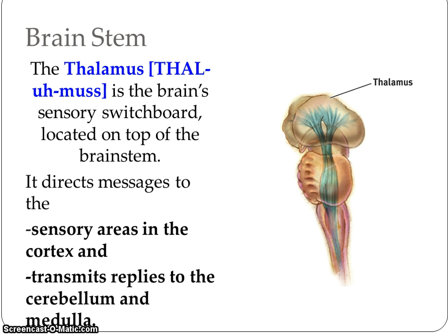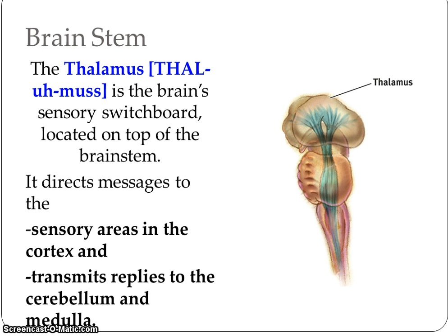And then the last part of the brainstem is the thalamus. This is the brain's sensory switchboard, and it's located at the tip top of the brainstem. This is the most important part of the brain for relaying information from one part of the brain to the other. So for example, when you hear something, that information is going through your ear, transmitted through the pons and the thalamus, goes to other parts of the brain that help you process what you're hearing. The thalamus also transmits and relays information from the cerebellum and the medulla.